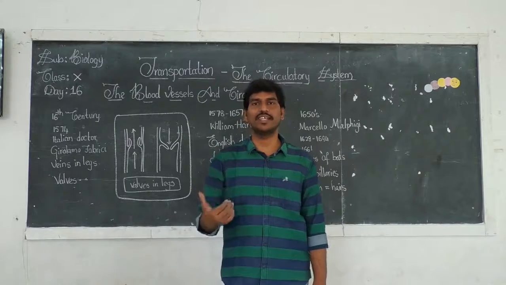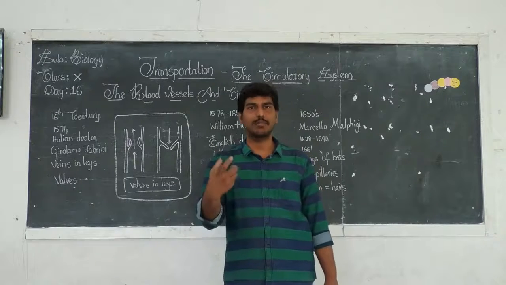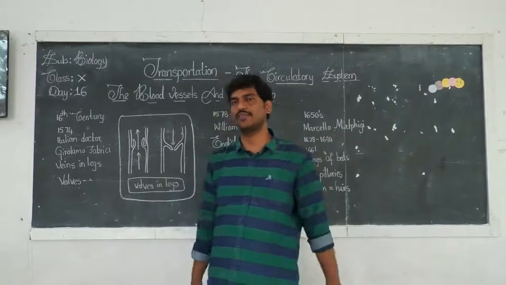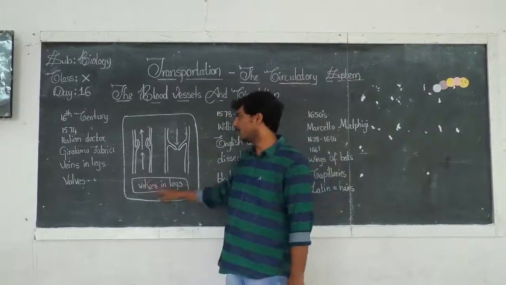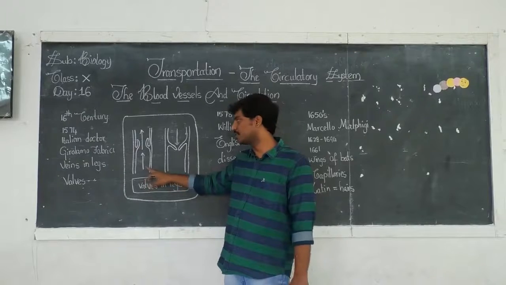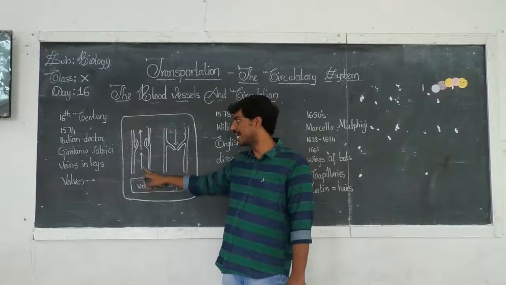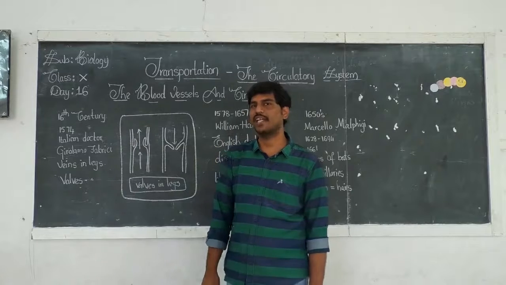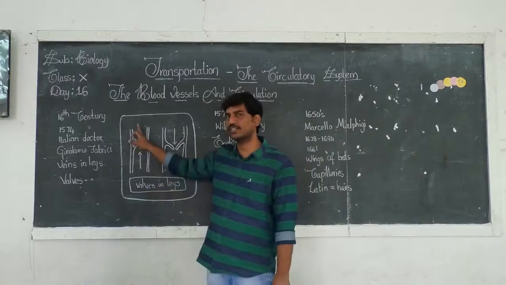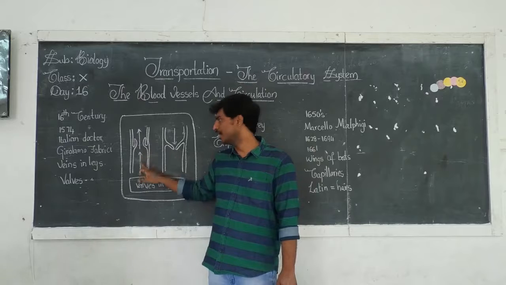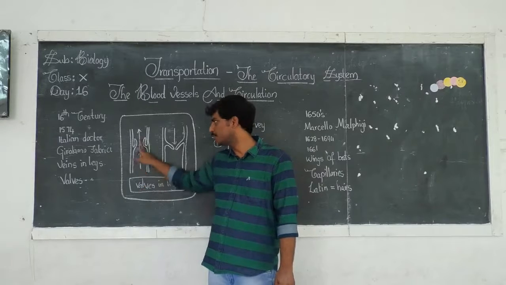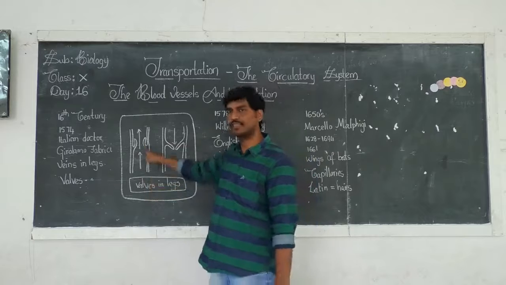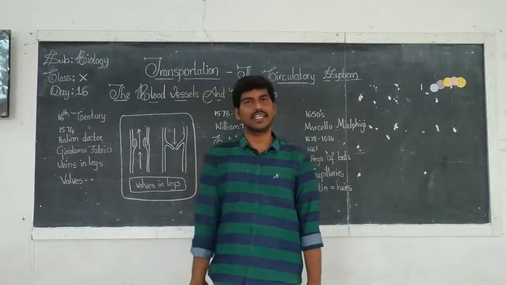Vena cava is nothing but the larger veins, which we can consider as the branches of veins. Now the veins carry the deoxygenated blood towards the heart. When they carry the deoxygenated blood towards the heart, you can see what is happening: the blood is moving against gravity, in an upward direction.